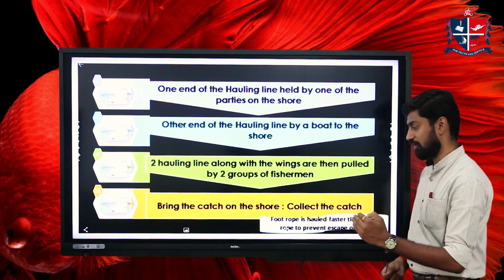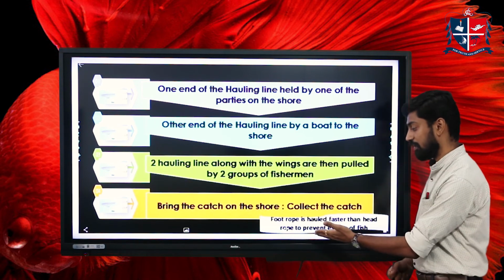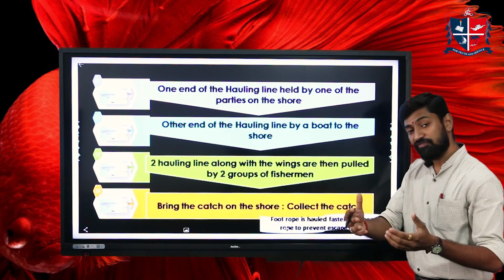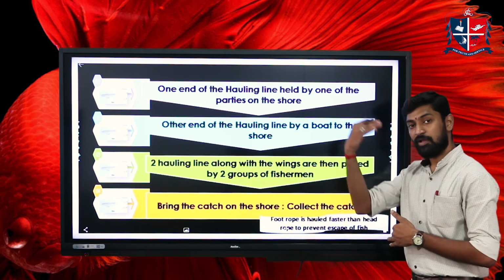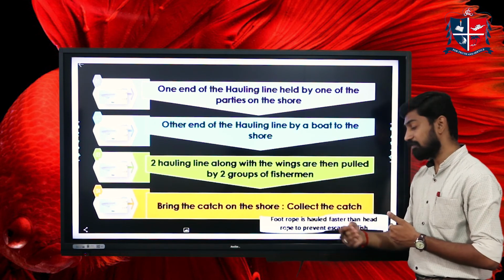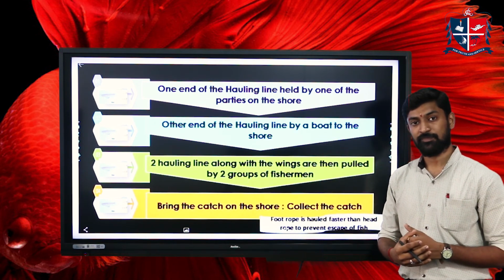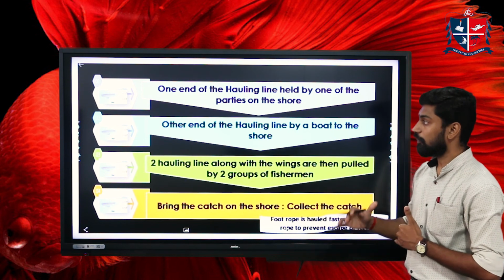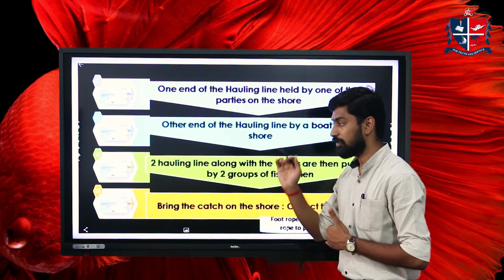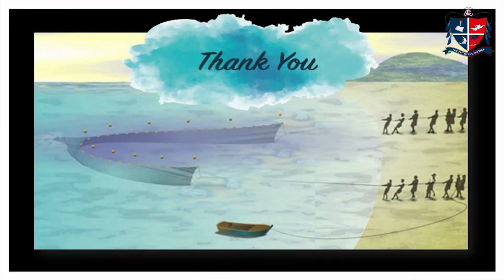In the operation, we can see the foot rope is hauled faster than the head rope to prevent the escape of fish. These are the operations of the beach seine. Thank you.